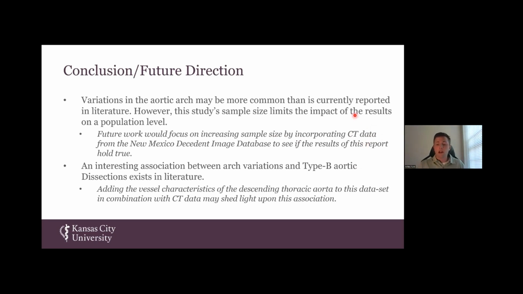And then also that association I talked about with type B aortic dissection, I'm very interested in looking at this as well. And so I plan on adding in vessel characteristics of the descending thoracic aorta, including luminal diameter, vessel diameter, and wall thickness, just to see if there's any associations for the variations, to see if we can shed a little light on why this association exists.